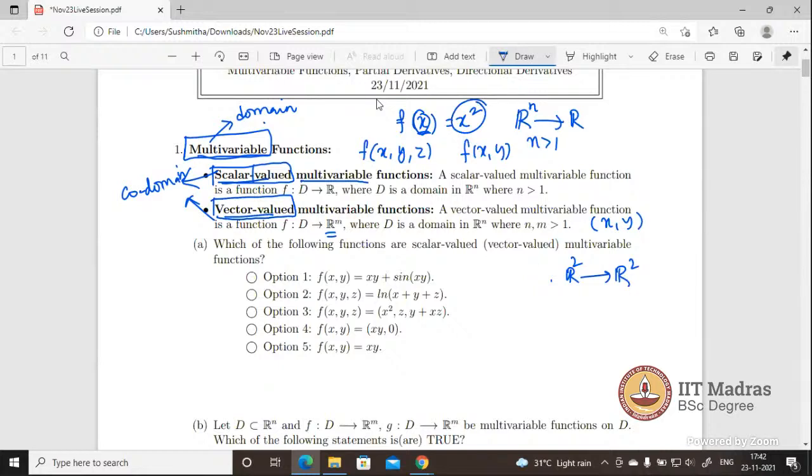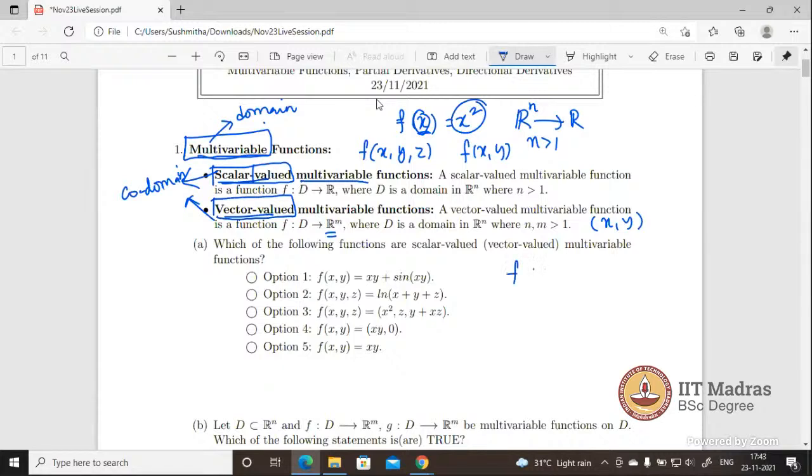Ma'am, a very basic question. Why do we write it this way, that a function is defined from D to Rm, where D is a domain in Rn? Why can we not write that it is a function from Rn to Rm? Is there some mathematical concept behind the way that we are writing it in such a way?